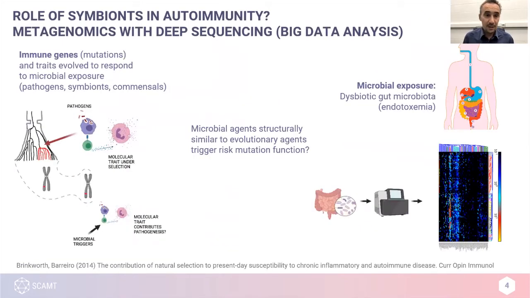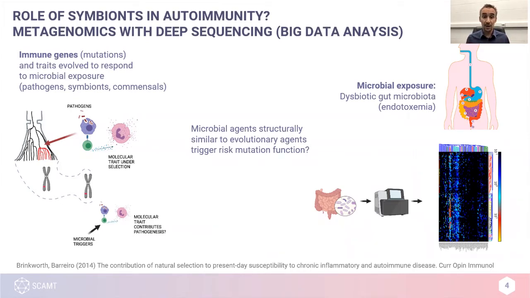So that was the second project, and the last piece of the puzzle of autoimmunity is the role of symbionts. Now remember what I said, that symbionts are structurally similar to pathogens that our immune system evolved to fight. So we wanted to understand what's going on with symbionts in our body, and the largest population of symbionts in our body is in our intestines.